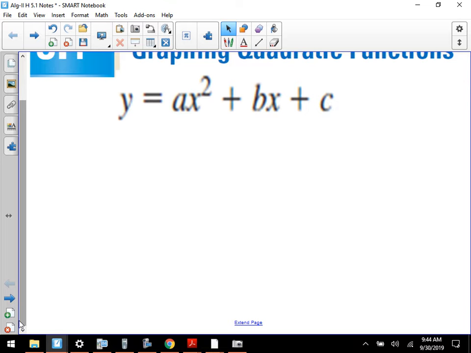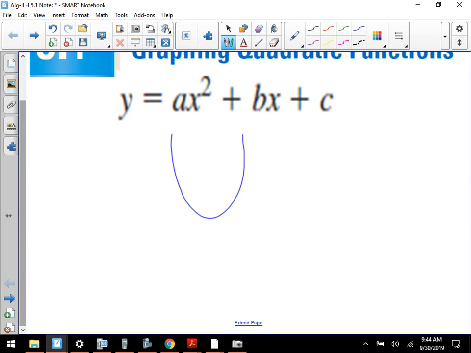Now, within these functions, when you learned how to graph them, you may or may not recall that these things created what were called parabolas. Does that ring a bell? Now, a parabola is a curve that goes one of two directions. It's either going to be up, like a cup, or down, like a frown.